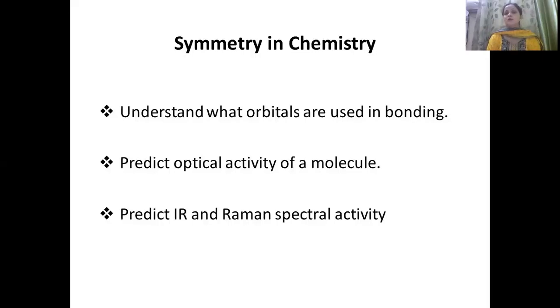You know, some of the molecules are optically active, some are optically inactive, some have R configuration, some molecules have S configuration, and all those predictions can be done by using symmetry. Even symmetry in chemistry helps us to predict whether the molecules are Raman active or inactive. Even if the molecule is IR active, how many bands will be observed in the molecule. So all those predictions can be done by studying the symmetry in the molecules.